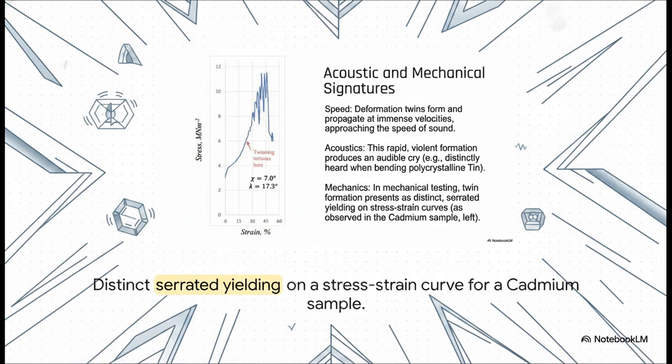And you should know this shift to twinning, it isn't some slow, gradual process. It is sudden. In mechanical testing, this rapid nucleation leaves a really clear footprint. If you look at a stress-strain curve for something like a cadmium sample, you won't see a smooth plastic curve. Instead, twin formation shows up as measurable, distinct, serrated yielding. Stress builds, a twin violently nucleates and shears, which drops the stress, and then the cycle repeats. That's what causes those sharp, jagged peaks and valleys.